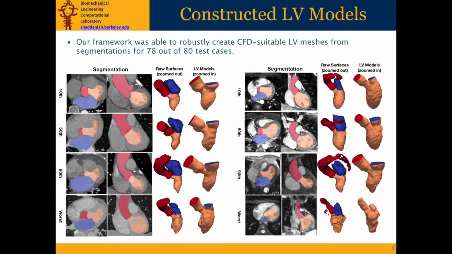We then tested the mesh generation part of our framework. Here we show the segmentation results, raw surfaces, and the constructed models with the 10th, 50th, 90th percentiles and the largest average LV segmentation surface distance errors for CT data on the left and MR data on the right. We were able to robustly create CFD-suitable LV meshes from segmentations for 78 out of 80 test cases.